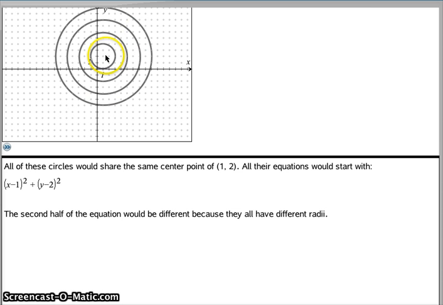Here, all of these circles would share the same center point of 1, 2. So all of their equations would start with this. The second half of their equation would be changing because they all have different radiuses, but they're concentric circles because they all share the same center. So this would be the same start for all of those equations.